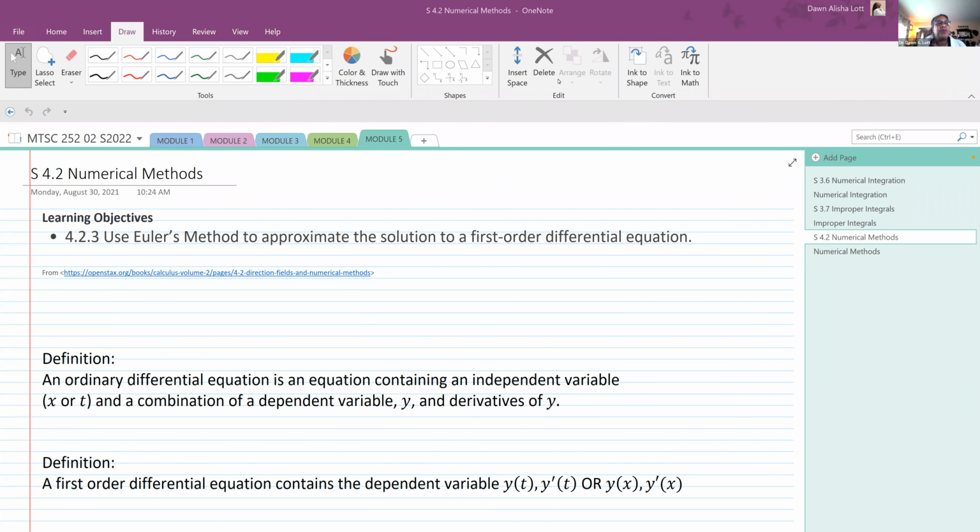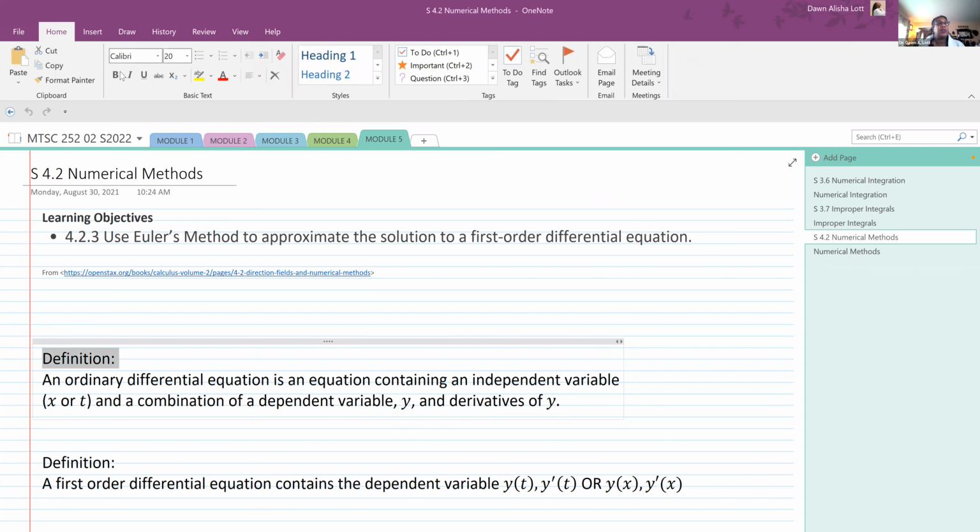Okay, so in section 4.2, we're going to learn about the numerical method called Euler's method. Euler's method helps us to approximate the solution of a first order differential equation. So let's define what a differential equation is first.